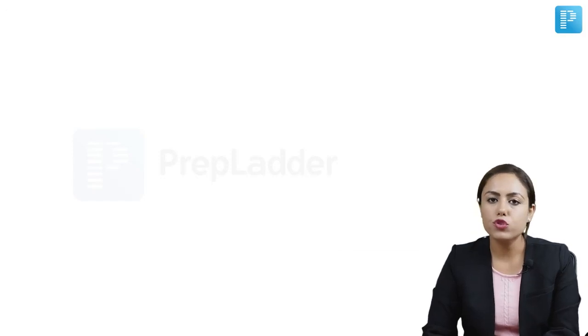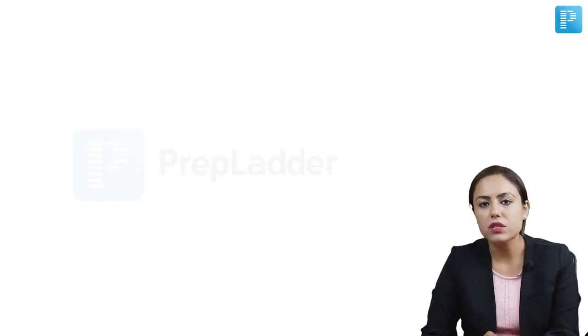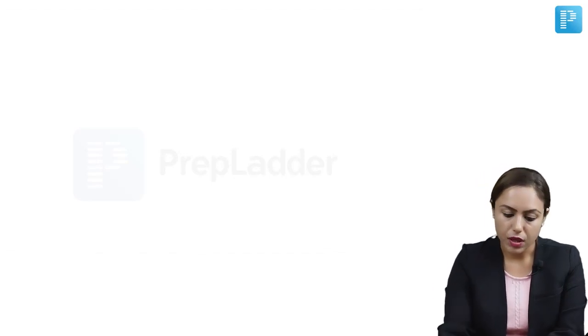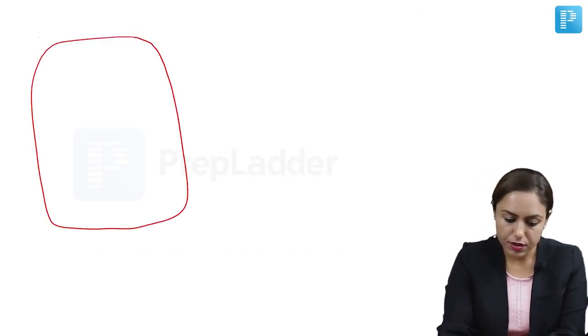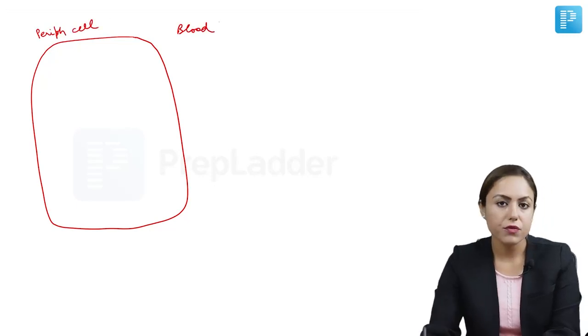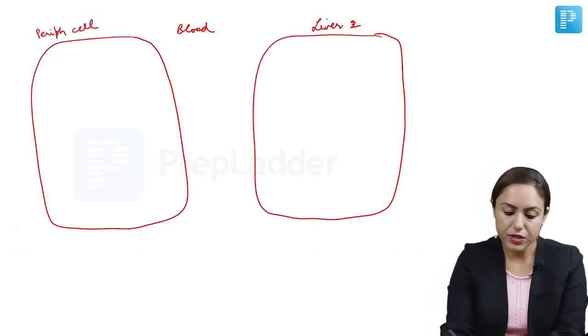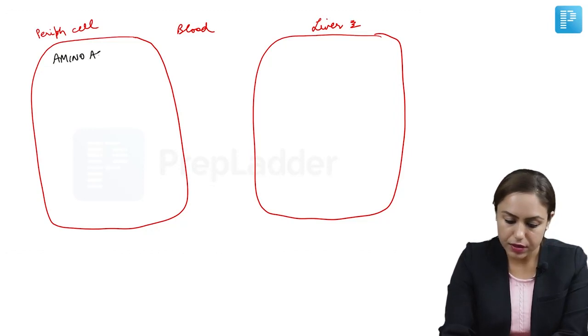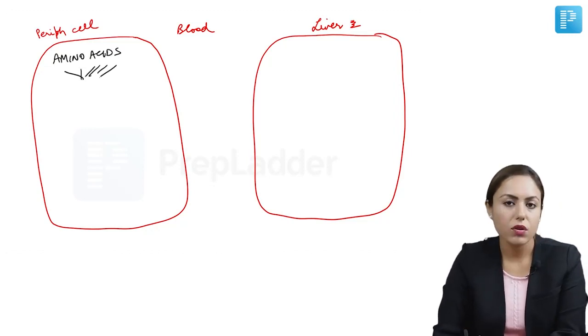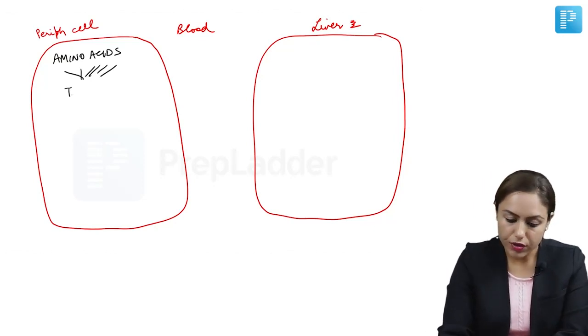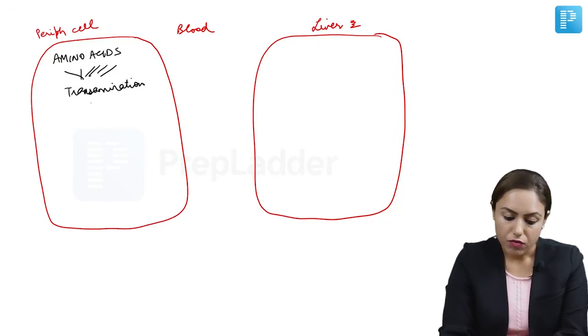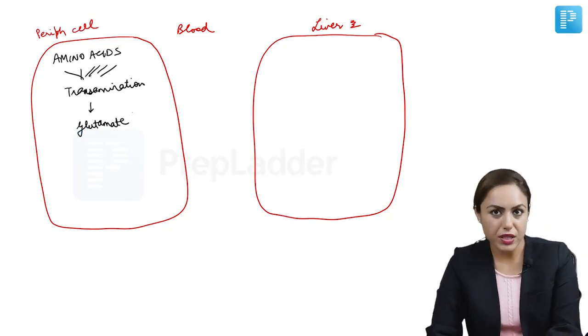Okay. Now let's see the full story of ammonia transport, how it occurs from a peripheral cell to the liver. So suppose this is a peripheral cell, any peripheral cell of the body. This free space is blood and this is the liver cell on the right-hand side. Now in peripheral cells, all the amino acids are getting catabolized. So what is the first step? First step is transamination. Okay. Via transamination, there is formation of a common amino acid, that is glutamate.